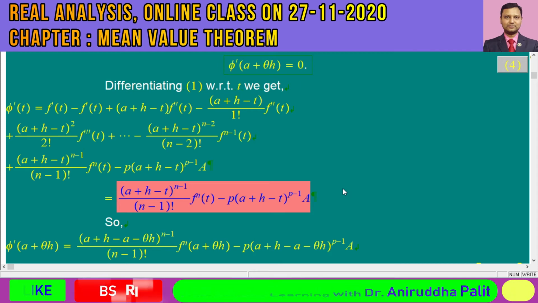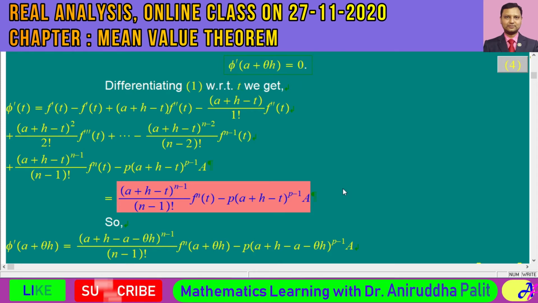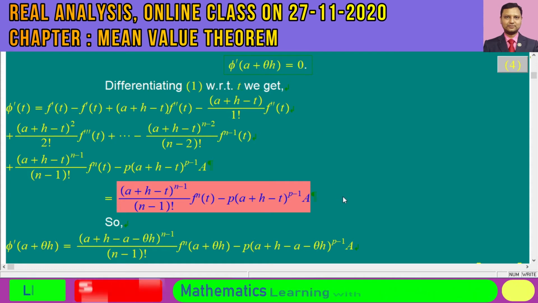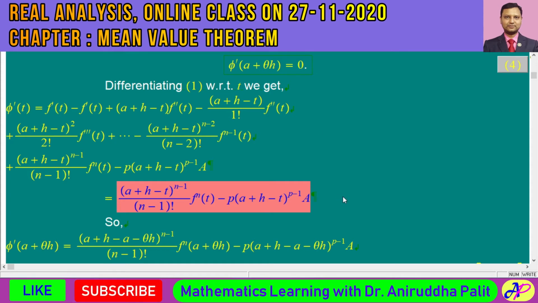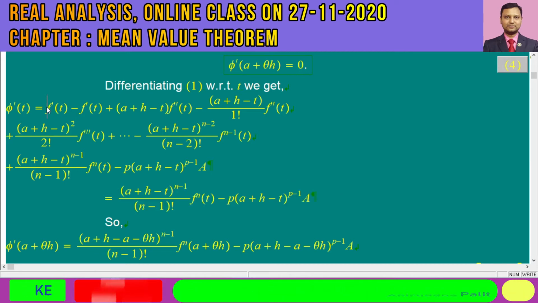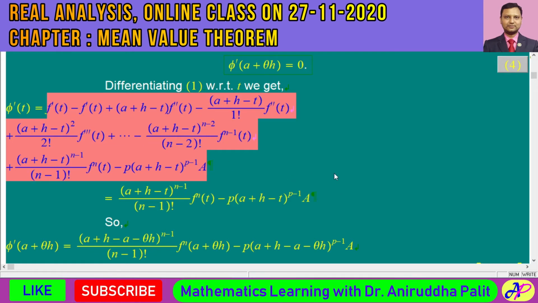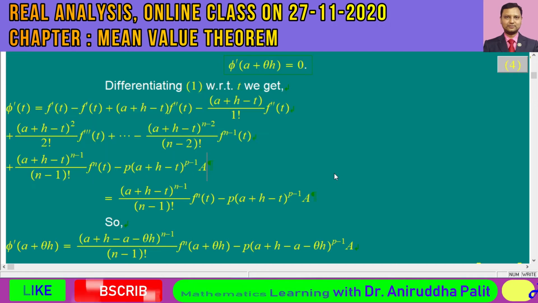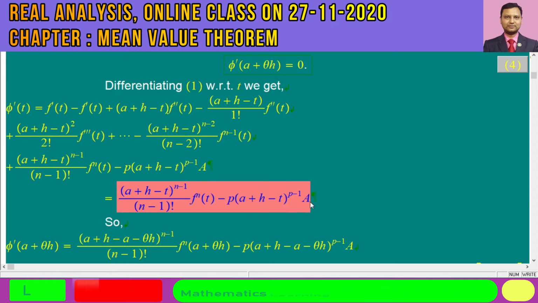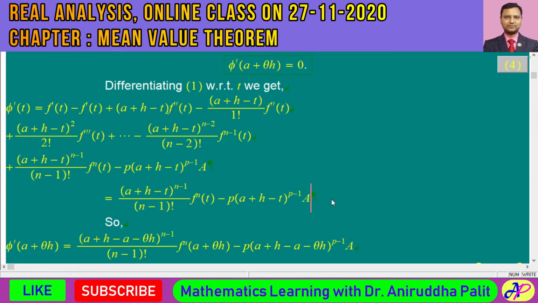So in this much you have to be very careful. You see, there is a scope for mistakes, although the expression would ultimately be very simple. Not much difficult, but you have to be very careful in this differentiation process. Okay, so we ultimately got the expression of phi dash t over here.